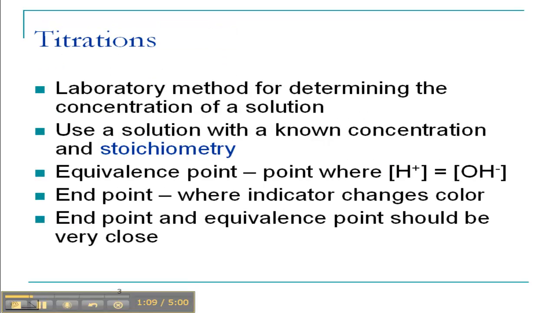Alright, now a titration is a laboratory method that determines the concentration of a solution. So we have a concentration that we know, and we use stoichiometry. A couple of terms. Equivalence point is where you have neutralization, H plus equals OH minus. The end point is where you see a color change with an indicator. And we'll look at a couple of these. So the end point and the equivalence point should be really, really close.